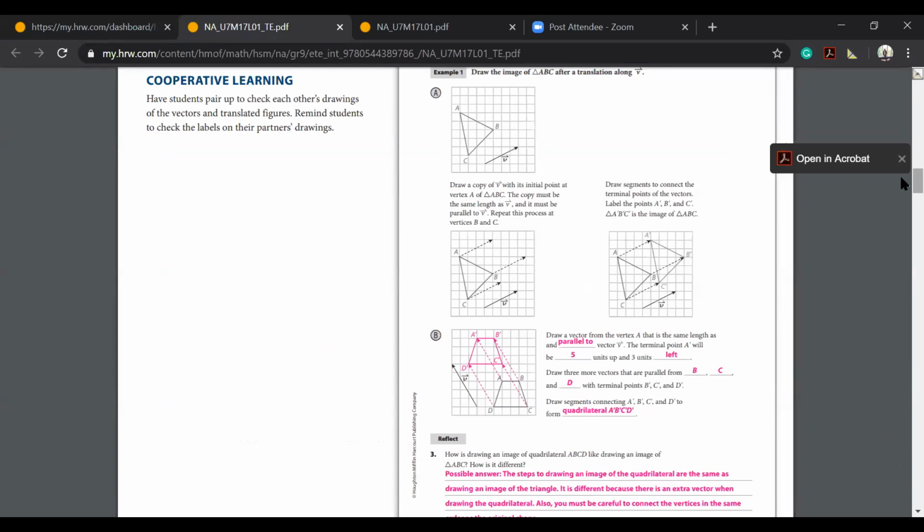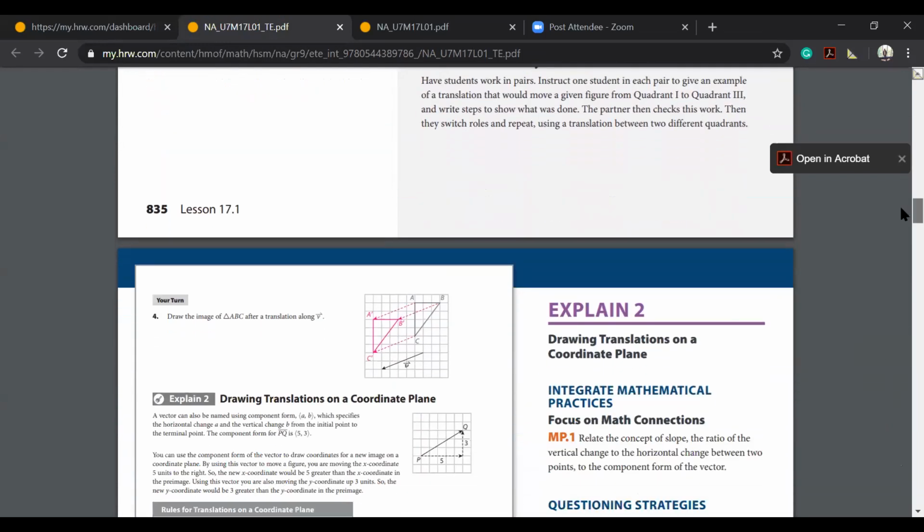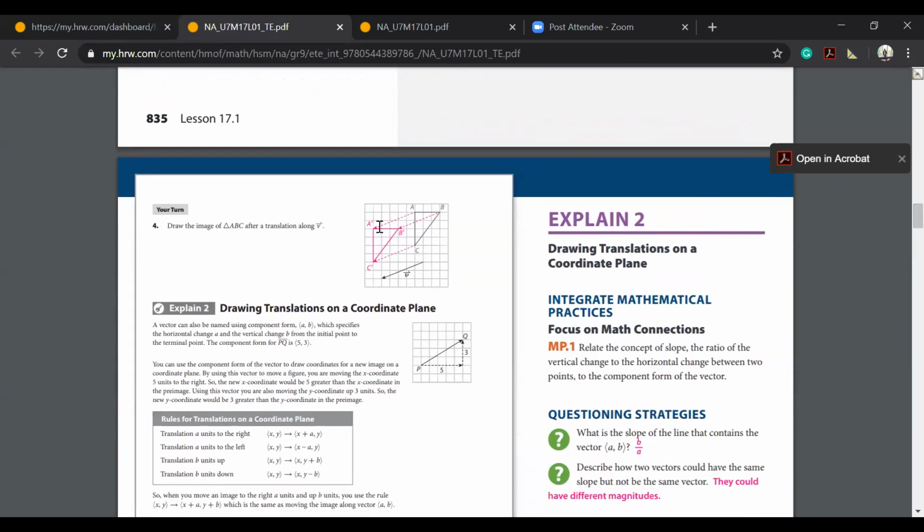Yes, let's go. This will be your solution. Let's check. A, I moved 2 down. So let's see, 1, 2, and then 1, 2, 3, 4, and 5. Exactly, A prime. For B, I have 1, 2, and then 1, 2, 3, 4, and 5 to have B prime, and then the same thing for C to find C prime.